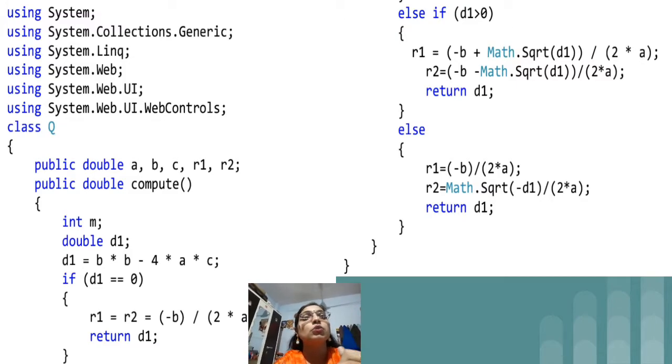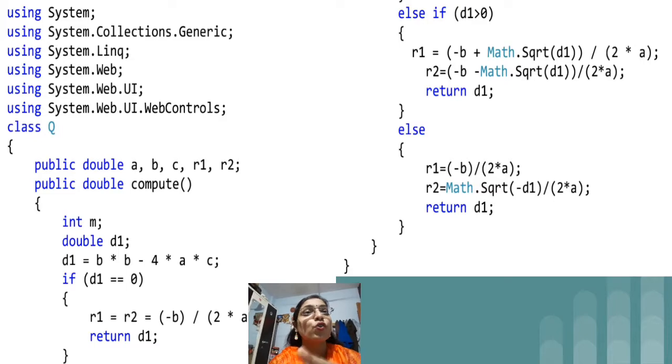Then in class Q I have created the function compute. In compute I have written the logic whatever I explained in the previous slide. I have declared an int variable, after that double d1, and then as I said we calculate d1 equal to b square minus 4ac. The same statement I have written, that is b into b minus 4 into a into c. We cannot write b square minus 4ac directly, we have to write the calculation separately.